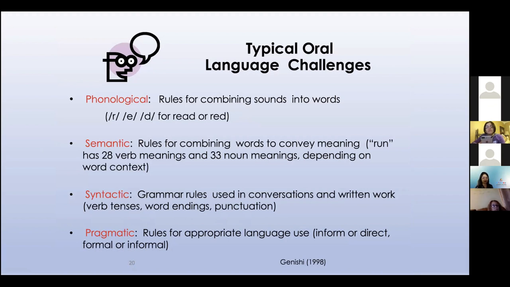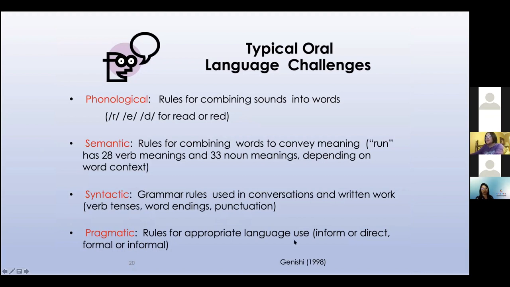So what are the typical oral language challenges? For instance, for ELLs, phonological rules are the rules for combining sounds into words. We're going to talk about phonics later on, and this will depend on the orthography that they come from, of course. Semantic rules are for combining words to convey meaning. Syntactic rules are the grammar rules that we use in conversation, and pragmatic rules are for appropriate language use. These are rules of language that I wish I had time to go over a little bit.